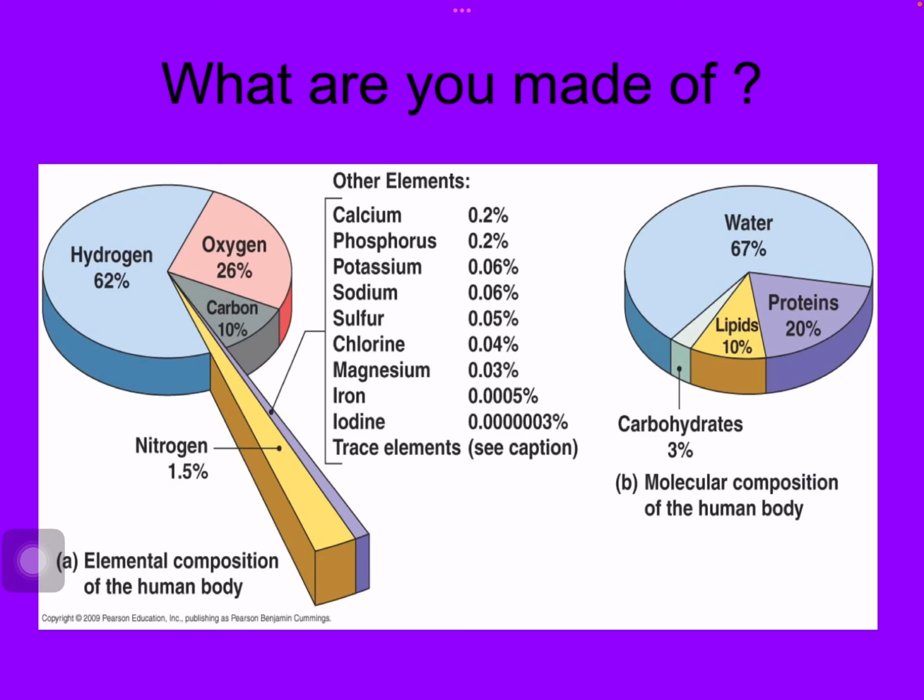What is the human body made up of? The elemental composition of our human body is hydrogen 62%, oxygen 26%, carbon 10%, and nitrogen 10%, and other elements like calcium, phosphorus, potassium, sodium, sulfur, chlorine, magnesium, iron, iodine, and trace elements. These also play some roles. And here you can see in B the molecular composition of the human body, which is made up of 67% water, 20% proteins, 10% lipids, and 3% carbohydrates.